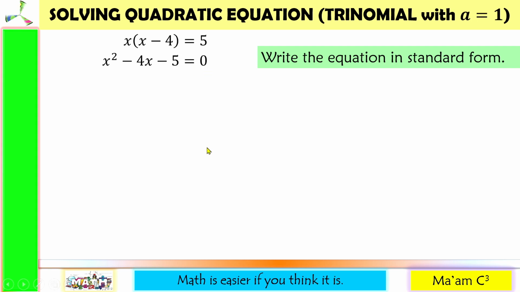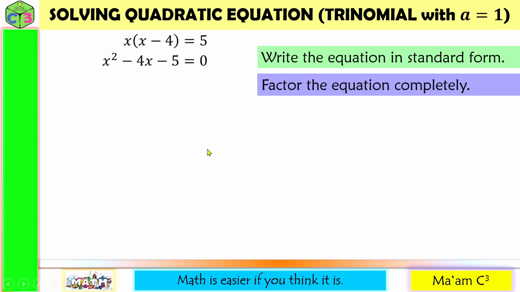Next step is to factor the equation completely. Let us examine our quadratic equation. Is there a common factor that we can factor out? We have 1, negative 4, and negative 5. There is none. Next, this is a trinomial. Is it a perfect square trinomial? No, this is a quadratic trinomial wherein a, the numerical coefficient of x squared, is equal to 1.